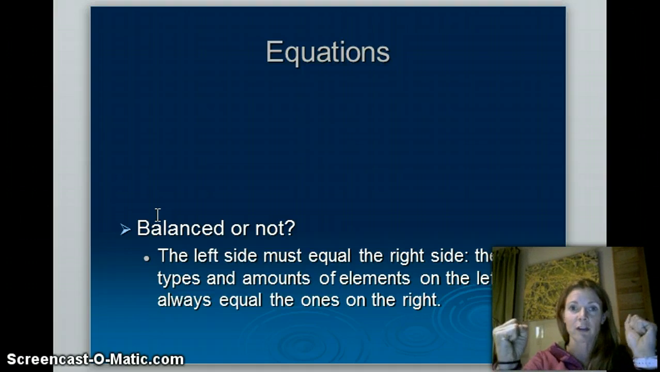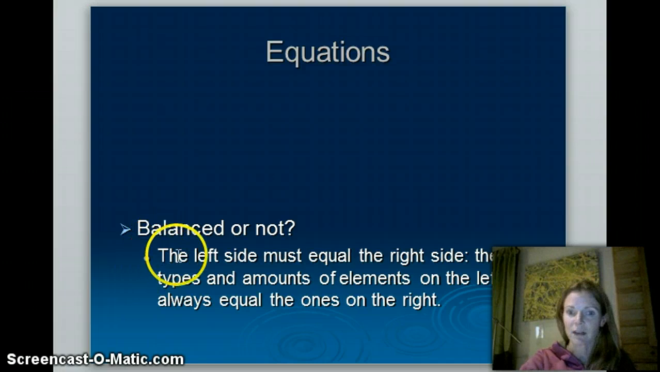So the same number of reactants is going to yield the same number of products. It's very important to understand that. Sometimes you'll see unbalanced equations, but you have to know that that's not what really happens. We don't just have these atoms appear and disappear. So the left side must equal the right side, and the types and amounts of elements on the left side will always be equal to the right.